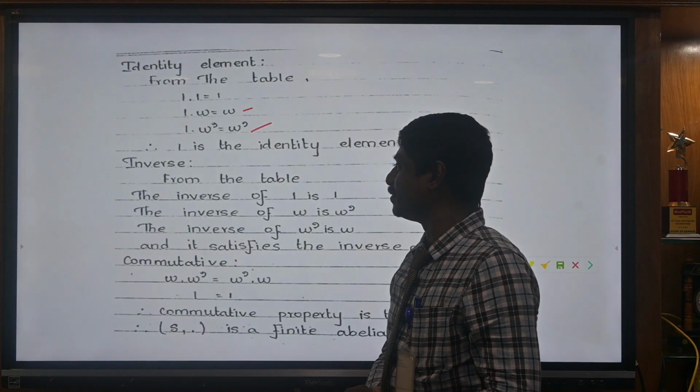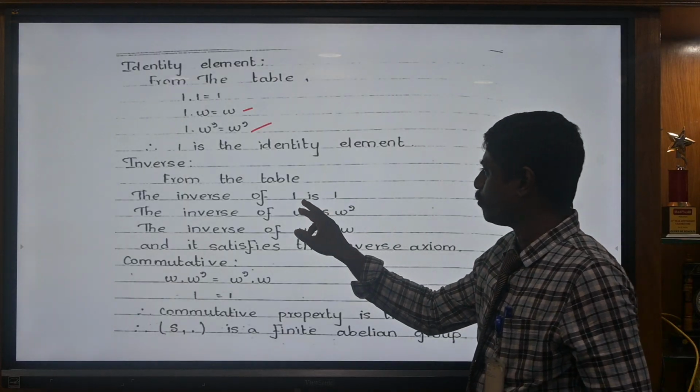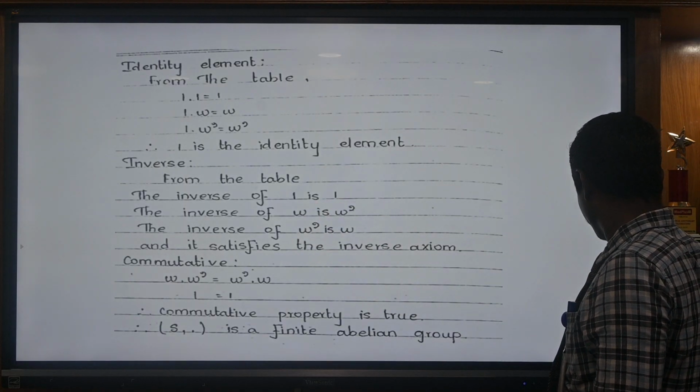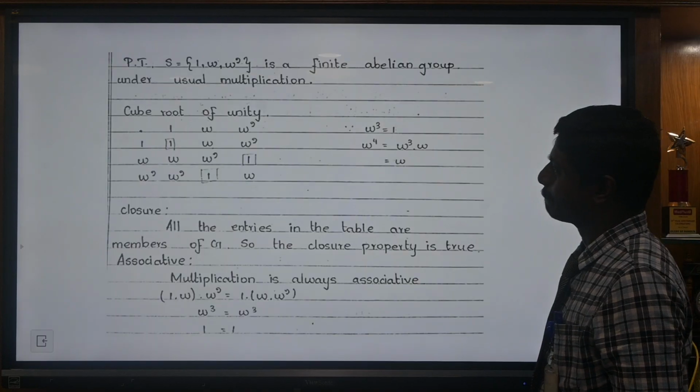And the final one is inverse. How to find the inverse element? The inverse of 1 is 1. I just go back to the previous slide. Then you can understand.